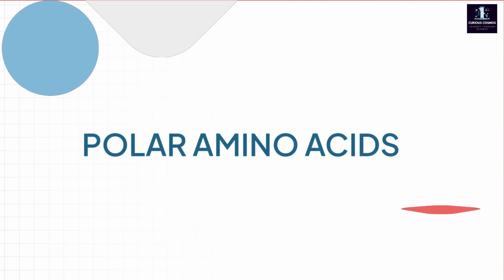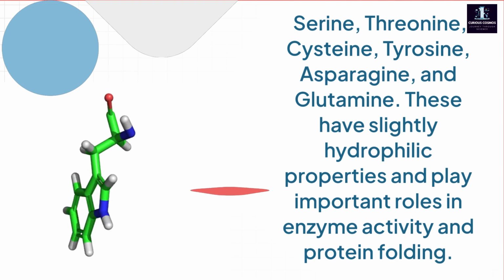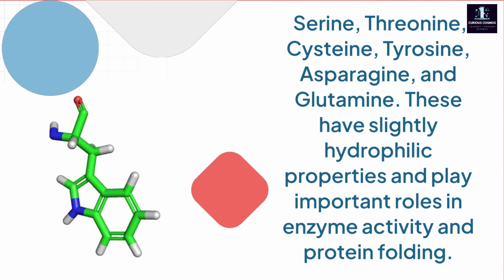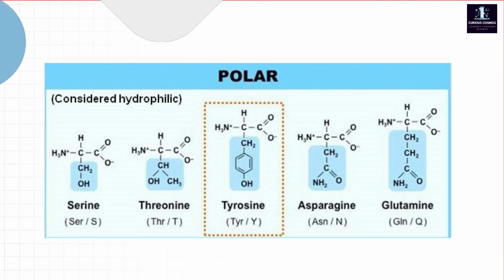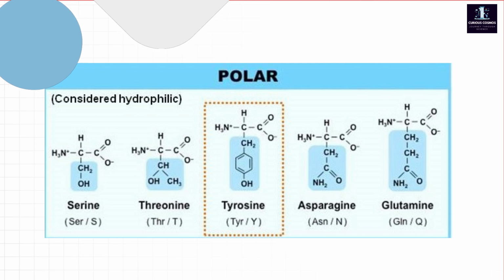Next, the polar uncharged amino acids. Serine, threonine, cysteine, tyrosine, asparagine, and glutamine. These have slightly hydrophilic properties and play important roles in enzyme activity and protein folding.